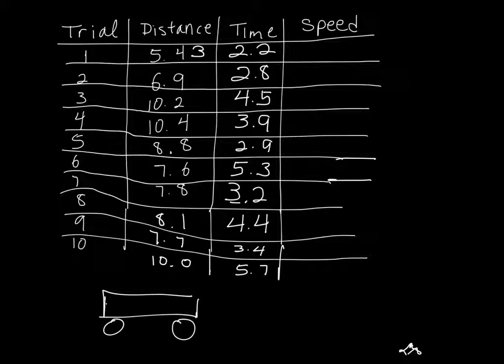So first of all, I'm going to go ahead and calculate these speeds. And how I'm going to do that, speed is distance over time. So I'm going to take my distance divided by my time. So 5.4, I'm not actually worried about that 3, that was just an example, divided by 2.2, I get 2.45. So if I've got 2.45 and it repeats, it's 2.454545454545.